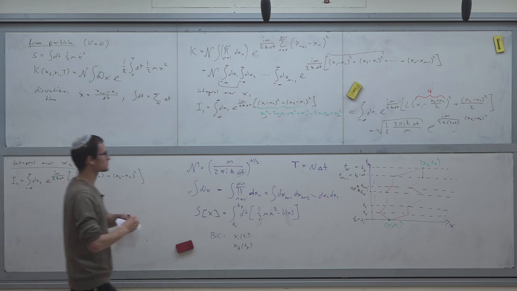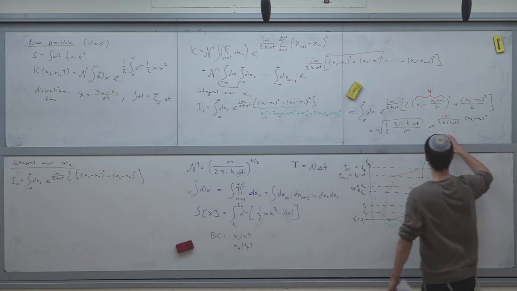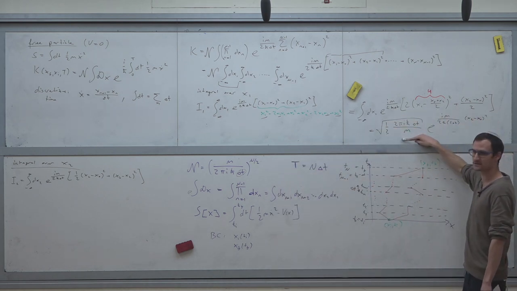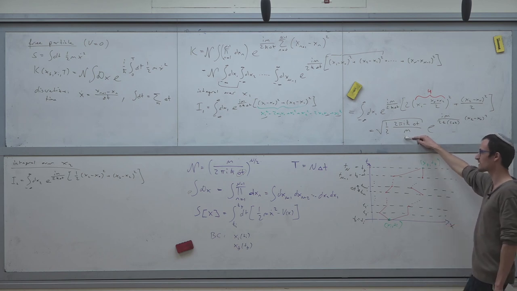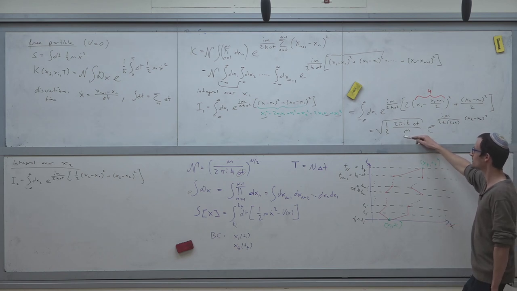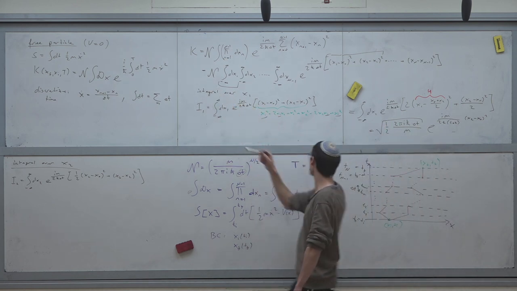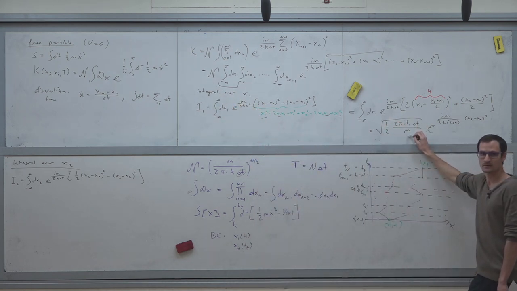I've taken the x2 that appeared here. For the moment, I'm just going to remember that I have this constant, but I'm not going to include it. I'm going to write it a million times. But I have to remember to, in the end, multiply this normalization constant by what I received here.